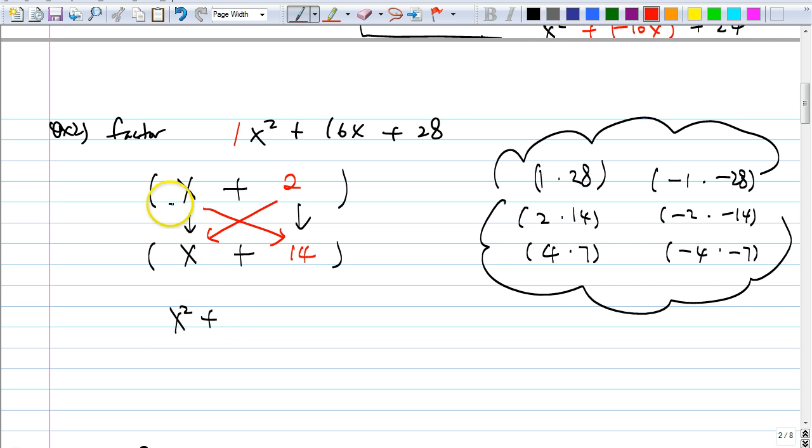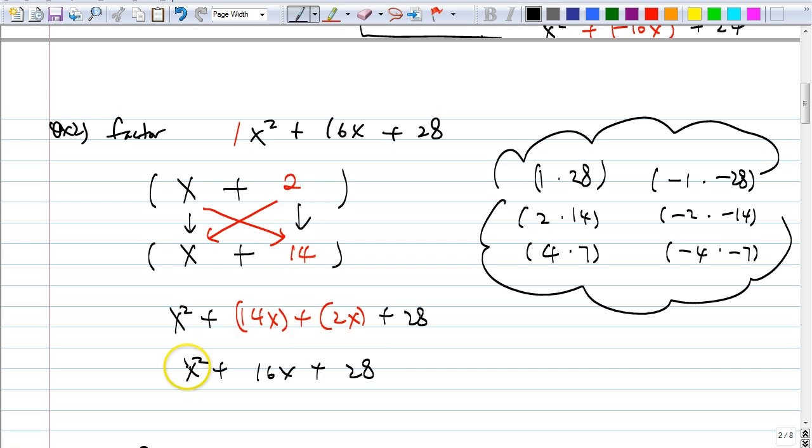Plus, what's x times 14? 14x. So I'm going to do that in red. The diagonals. Is that okay? 2 times x, what do I get? 2x. And I could see it's going to be 16. And then lastly, 2 times 14, I get 28. So let's simplify it. I get x squared plus, what's 14 plus 2x? 16x plus 28.